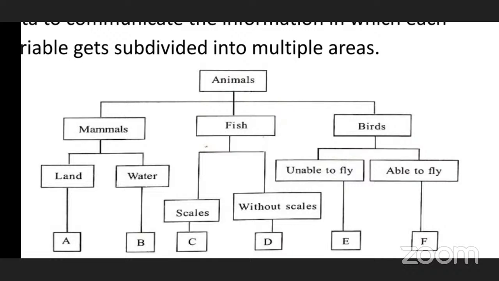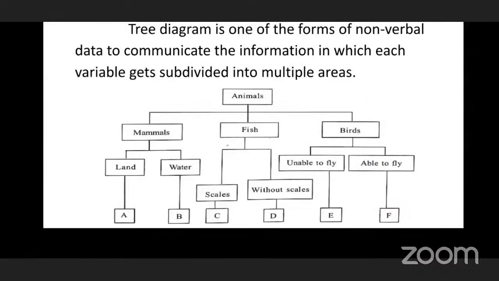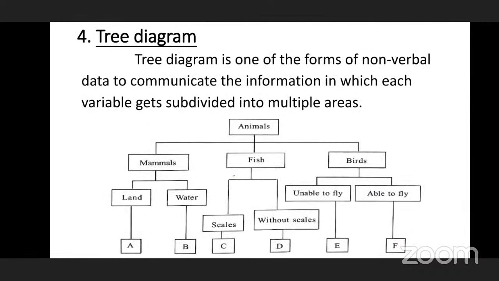So segregation will be taking place as the explanation goes further. This is what is said in the explanation: each variable gets subdivided into multiple areas as the explanation goes further. So this is in brief about the tree diagram.